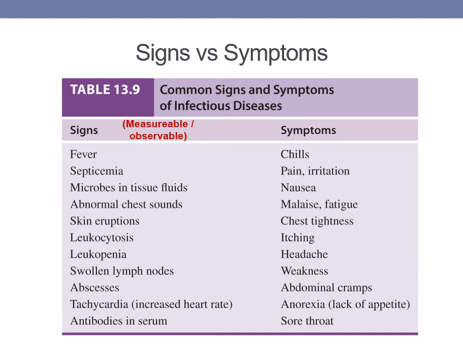This table lists common signs and symptoms of infectious diseases. You should be able to distinguish between signs that are objective, measurable, and observable versus symptoms that are subjective and can only be described by the patient. Even though symptoms may seem to be measurable or observable, you have to ask yourself if you can measure or truly know for sure what the patient is experiencing without them telling you on their own.